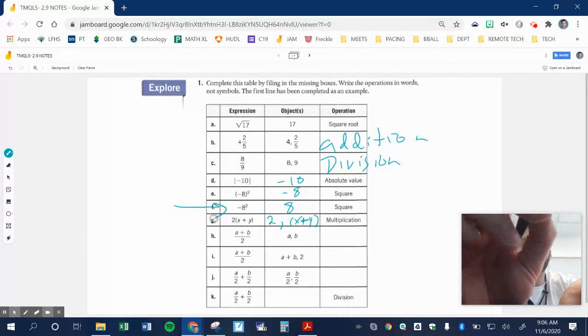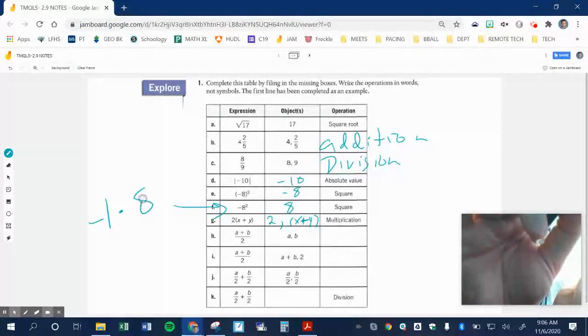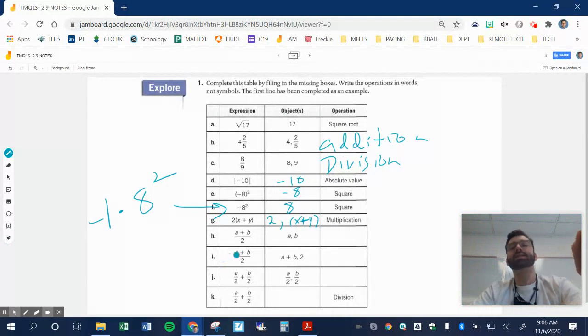F is a little bit different. Technically this is negative 1 times 8 squared. That's why I tell you to put parentheses around negative numbers when you're squaring them in a calculator or on Desmos or whatever, because technically this is what this means. So the object is 8, and I'm just taking the opposite of that. I guess you could say negative 1 is also an object here, but mathematicians don't really think of that as negative 1. We just think of it as the opposite. Well, that's maybe not true, but we don't really write down a negative 1. We just write down other objects.